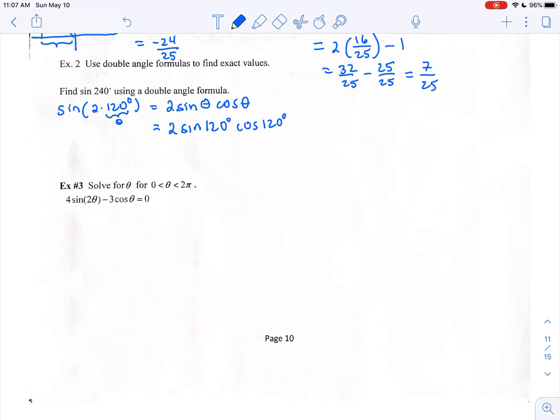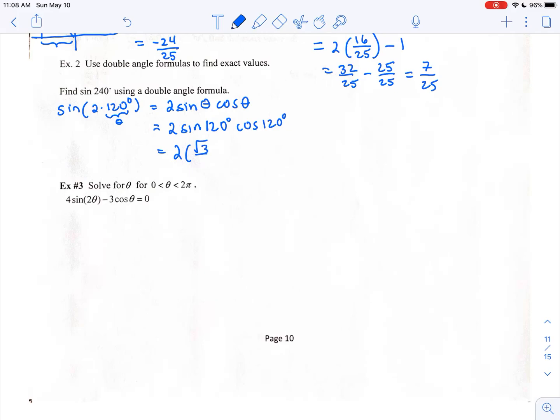If I'm using the double angle formula, I should see the doubled part on the left-hand side, so 240 degrees, but on the right-hand side, I'm using half of 240, or 120, to substitute in there. So sine of 120 degrees: 120 degrees is in the second quadrant where sine is positive, and it has a reference angle of 60 degrees.